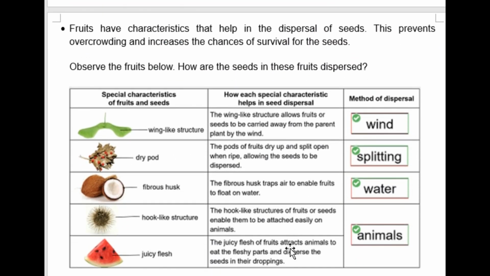Fruits have characteristics that help in the dispersal of seeds. This prevents overcrowding and increases the chances of survival for the seeds. Observe the fruits below. How are the seeds in these fruits dispersed?